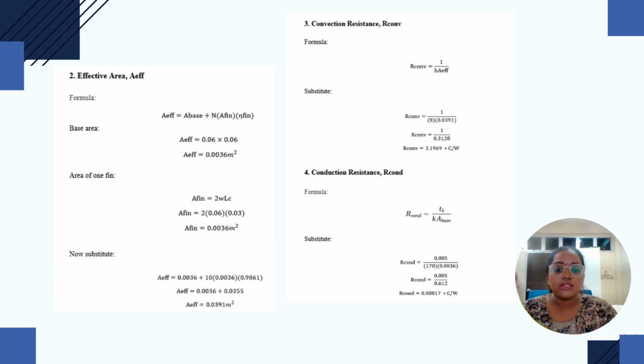So the next convection resistance is calculated. This resistance represents how easily heat is transferred from the heat sink surface to the surrounding air. The calculated convection resistance is 3.1969 degrees Celsius per watt. The conduction resistance is then calculated, which represents heat flow through the aluminum base. Because the aluminum base has a high thermal conductivity, the conduction resistance is very small, with a value of only 0.00817 degrees Celsius per watt. From this result, we can conclude that the major thermal resistance comes from natural convection rather than heat conduction through the aluminum material.